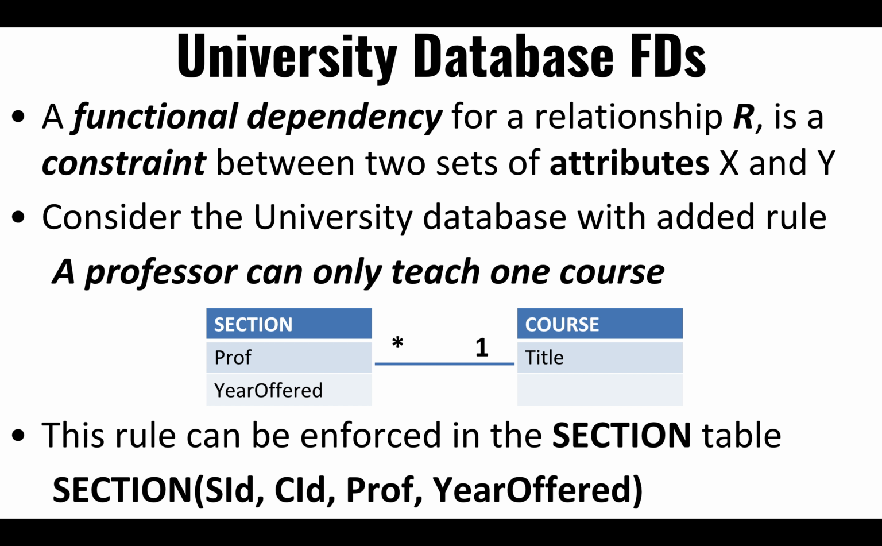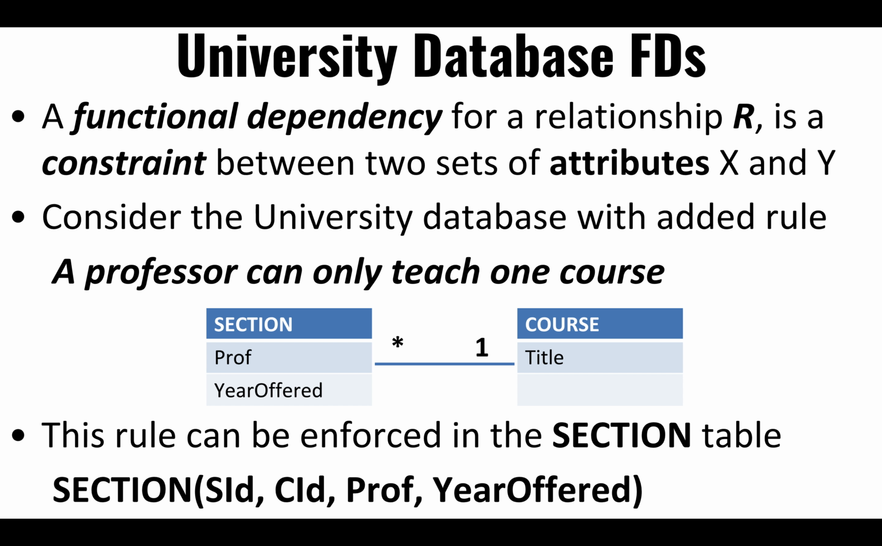They can't be teaching anything else, right? So there's a one-to-one relationship between the two. Nevertheless, we had this original data model where you had a section, the professor who's teaching that particular section, and the year offered when that section was offered, and there's a one-to-many. You have one course having many sections teaching for that one course, right?